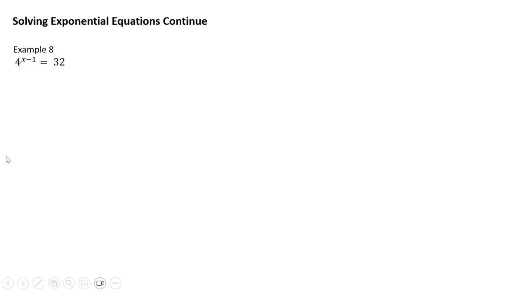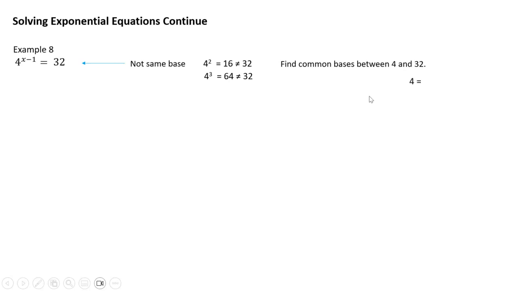This one gets a little bit more challenging. We have example 8. We have 4 raised to the power of x minus 1 equals 32. And again, let's see if 4 is a base of 32. We know that 4 squared is equal to 16, it's not 32. Let's try 4 cubed. It's 64. So I know that 4 is not a base of 32. Then let's try another base. Let's try 2. Find the common base between 4 and 32. 4 is 2 squared, and 32 is 2 to the 5th power.